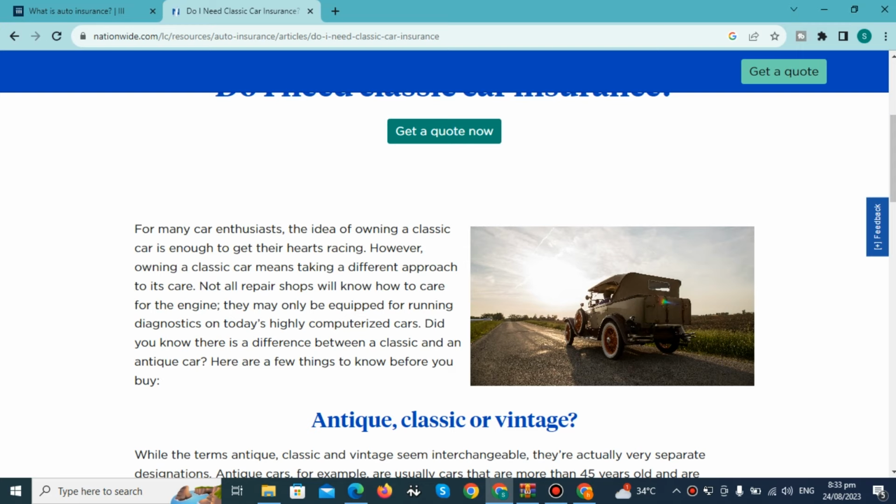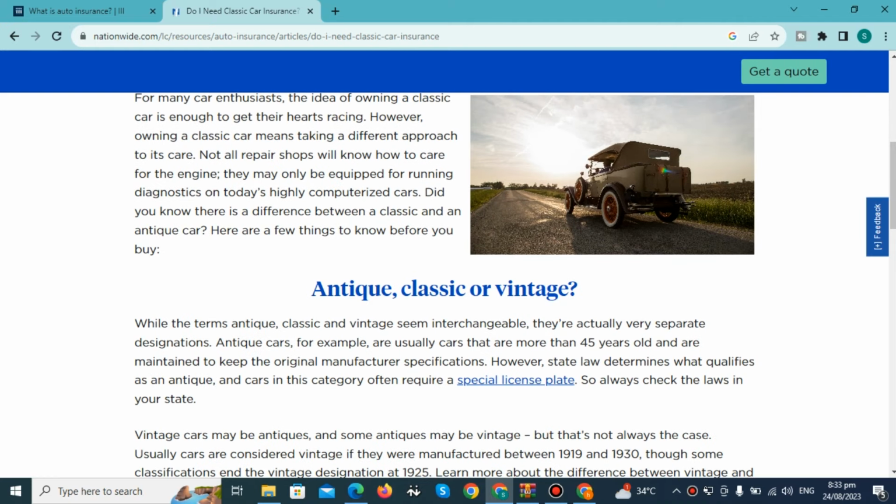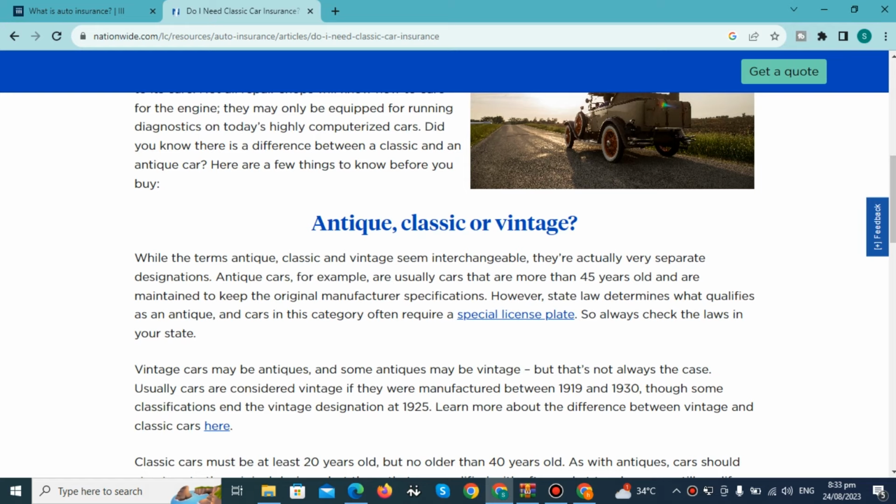Did you know there is a difference between a classic car and an antique car? Here are a few things to know before you buy. While the terms antique, classic car and vintage may sound the same, they are actually very separate designations.